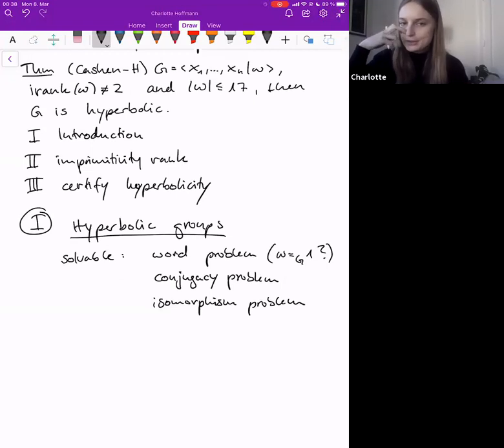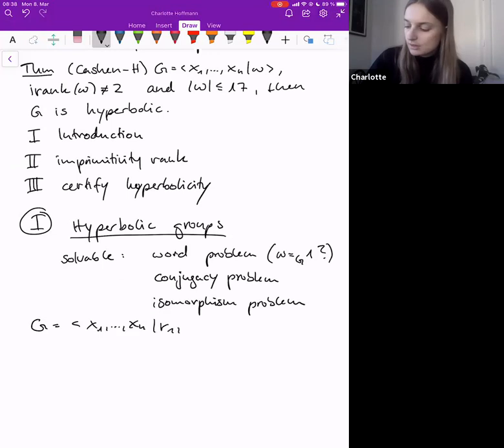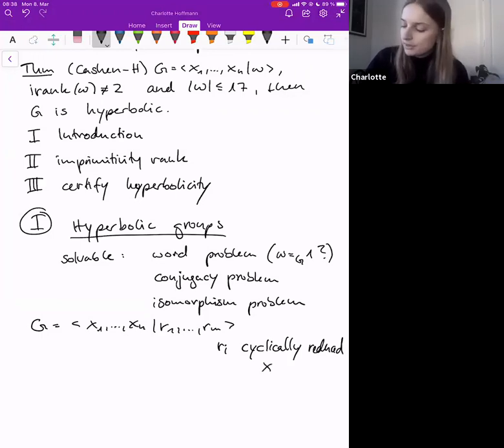And there are multiple ways to define hyperbolic groups. I will use the combinatorial definition in this talk. And so we have a group, and I have a finite set of generators, and I have a finite set of relators, like this. And I want the relators to be cyclically reduced. So this means I cannot have something like this here in my relator, and also the first element is not the inverse of the last element.